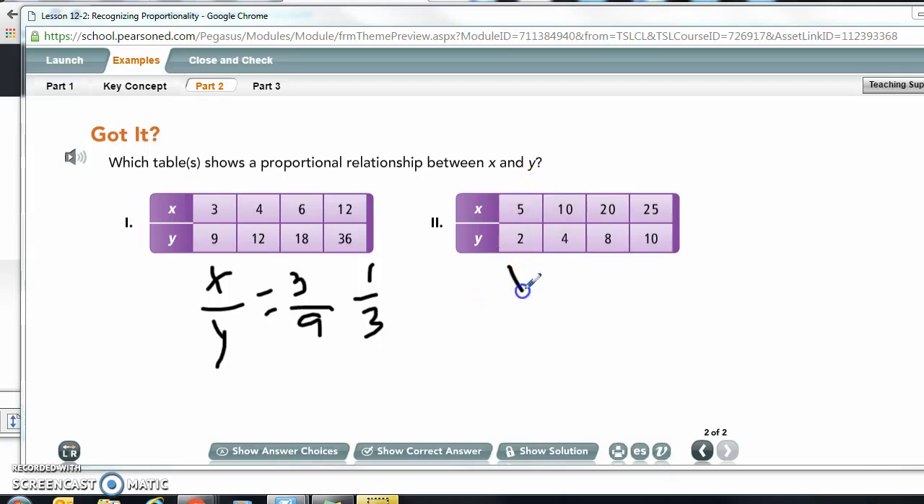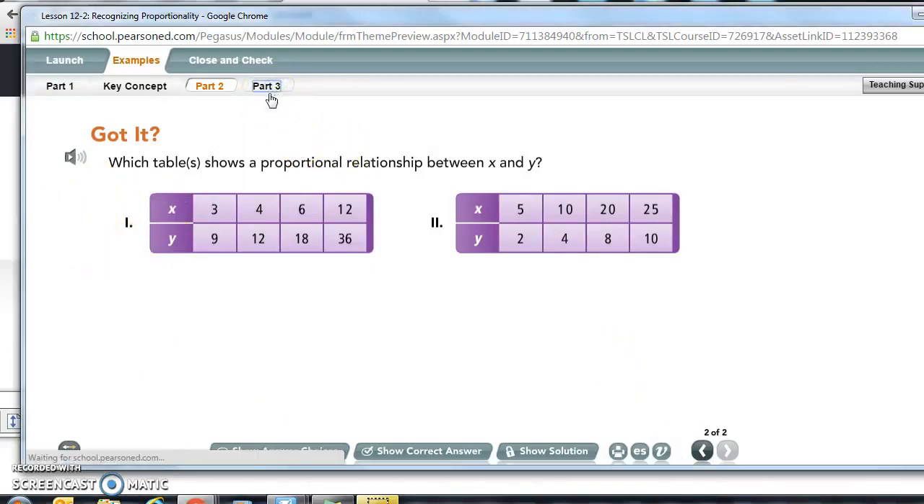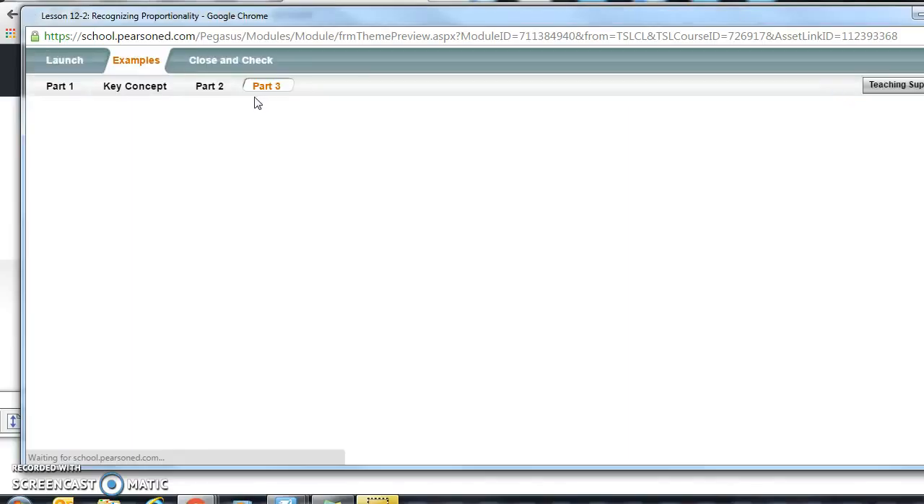Same for here. If I have my x value over my y value, if x is 5 and y is 2, I need to go through each time and see if they will simplify down to 5/2. Go ahead and freeze your screen and circle the ones that form a proportional relationship. On to part 3.